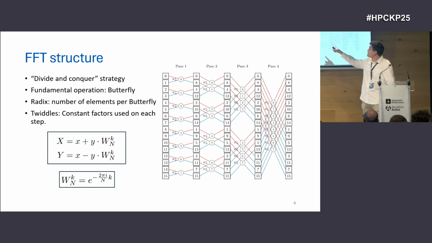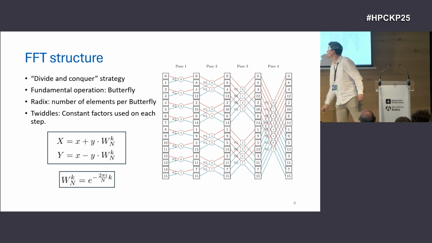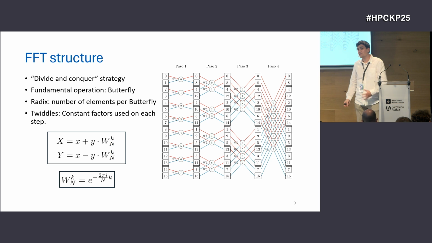Also important to note are the twiddles, which are constant factors, this expression right here, used on each step. It basically consists of the complex circumference being divided into n chunks, n being the size of the FFT. This is important because we can actually store them in constant memory, but as we saw experimentally, this is not really worth it, as some reads get serialized and it doesn't give us much performance.